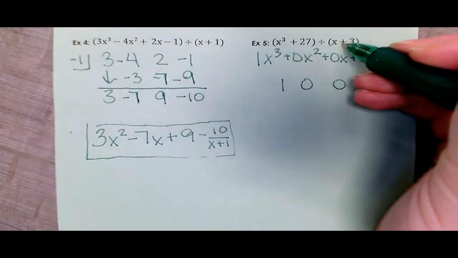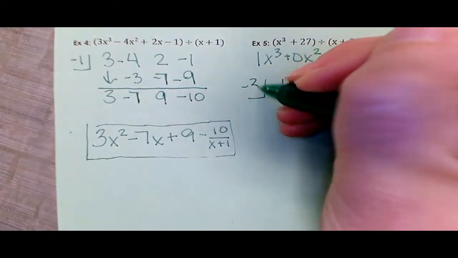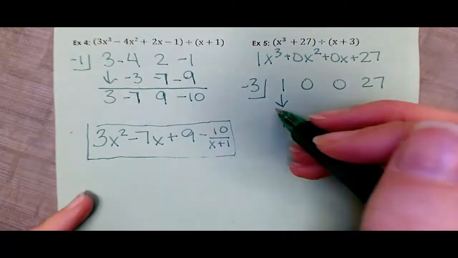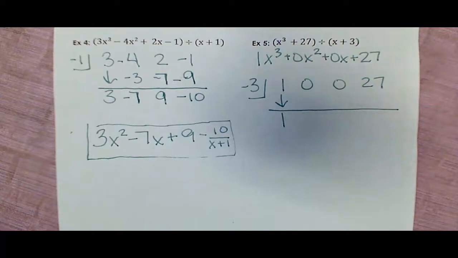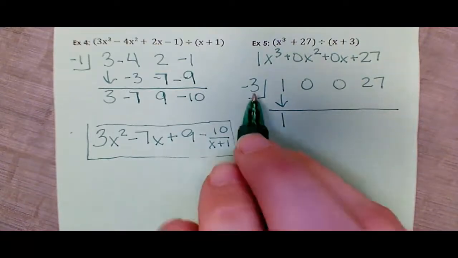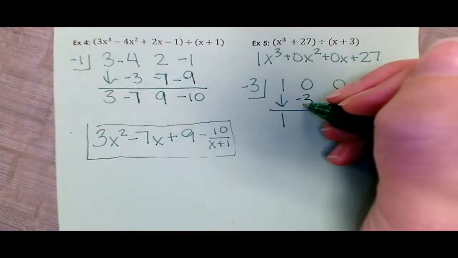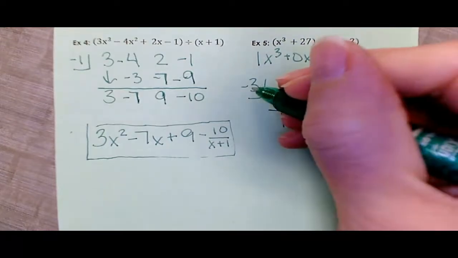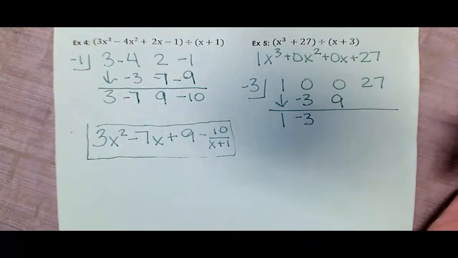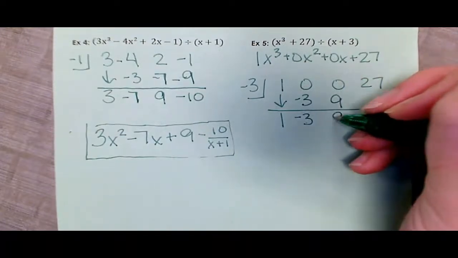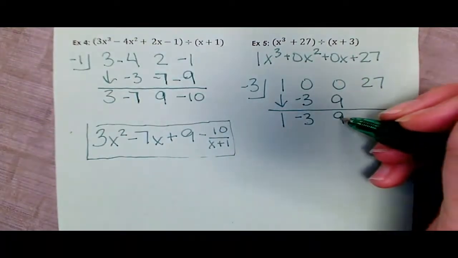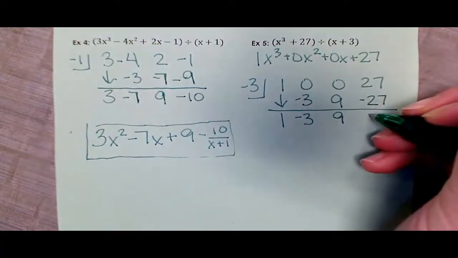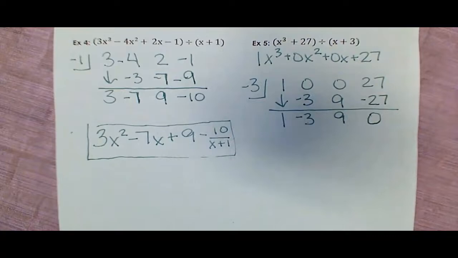And the opposite of a +3 is a -3, so that's my R value. I'm going to bring down my first coefficient. And I start multiplication. So 1 times -3 is -3. I sum my 2 values. -3 times -3 is +9. I sum my 2 values. 9 times -3 is -27. I sum my 2 values. Look, I'm going to have a remainder of 0.